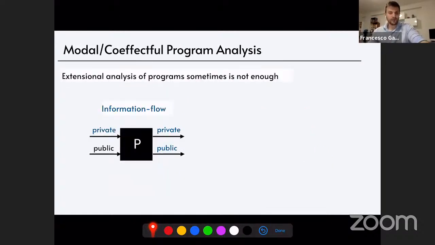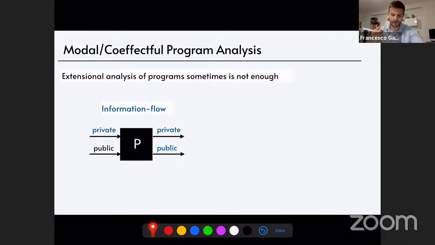And what are these sort of analyses? Well, these are analyses in which you have essentially two features. The first one is that you may want to have information of what happens inside the program. So you cannot regard a program as a black box anymore. You have somehow to look at least partially inside it.